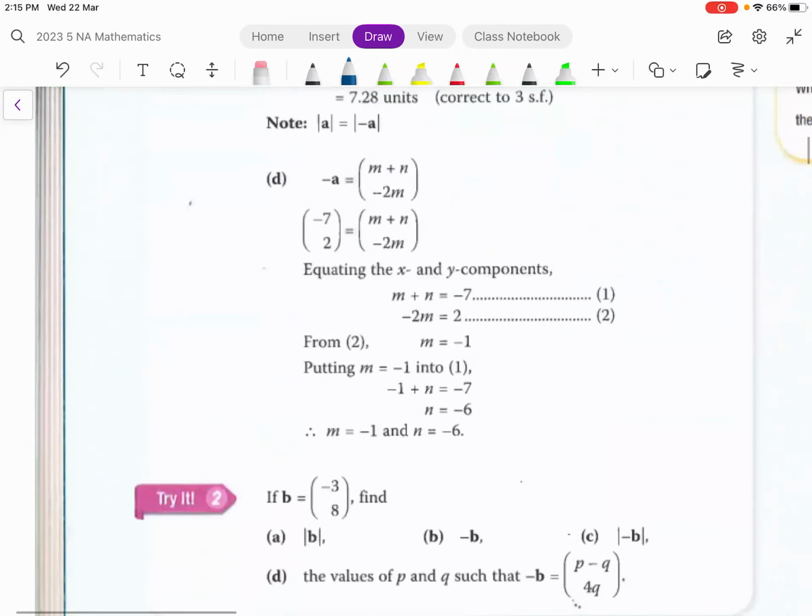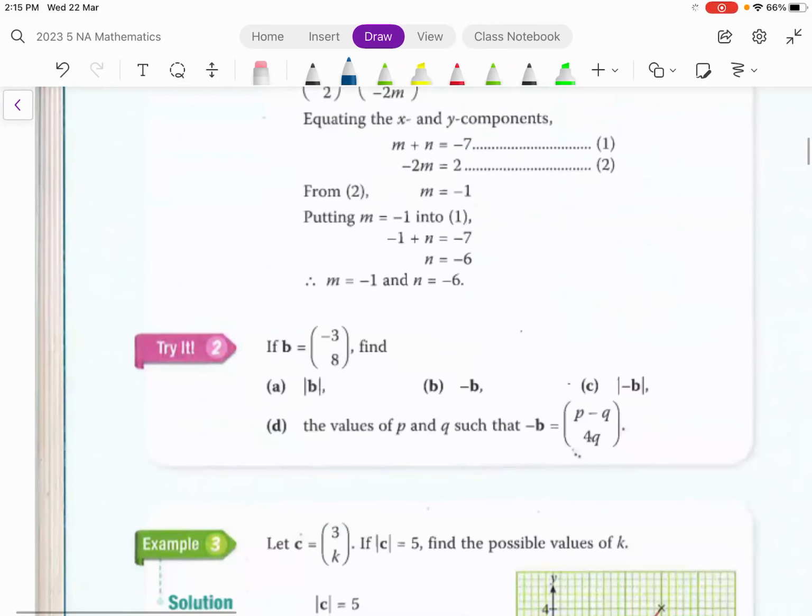7.28. Okay, so for your homework, earlier on, I already gave you the 9 questions plus this. Just try and consolidate what you have learned. All right, so we'll stop the lesson over here, class 10.